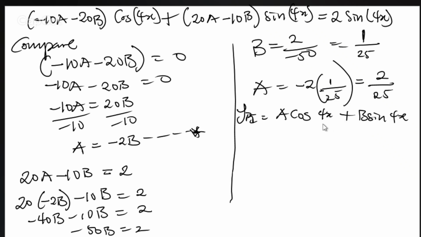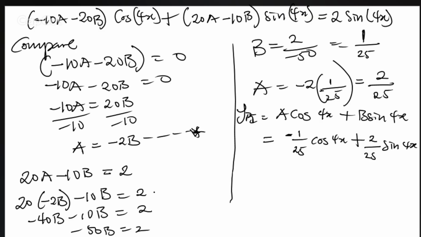So since we have a cos 4x plus b sin 4x, we impute the values for a and b. If we impute the values for a and b, we'll simply have that our a here is minus 1 over 25 cos 4x plus, b is 2 over 25, so we have 2 over 25 sin 4x. Are we together?